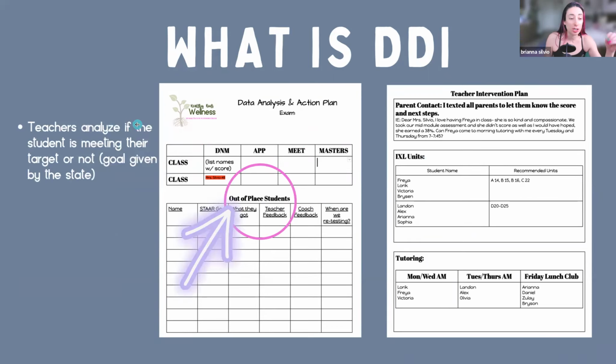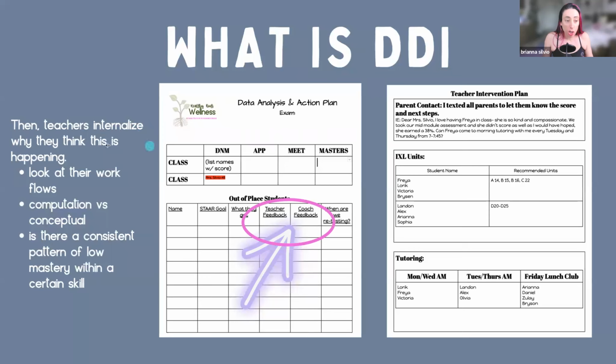Then teachers analyze if the students are meeting their goal, their target, goal given by the state or by you. Then teachers internalize why they think this is happening. Look at the kiddos' workflows. I'm a math teacher, so I love to look at their work. My students know, there is no math in my head, especially down in primary school. I need to see, how did you multiply? How did you divide? How did you subtract? How did you add? How did you use order of operations here? Because then you get to decide, is this computational or is it conceptual? Do they not know that 3 times 4 is 12? Or do they not know that this is an actual multiplication problem? Because that's two completely different pathways.